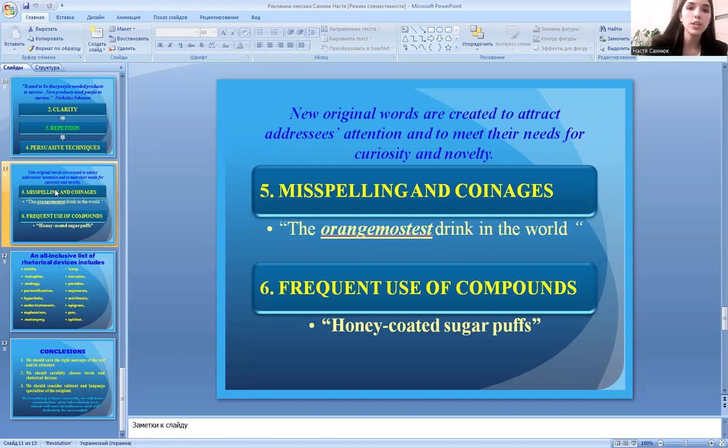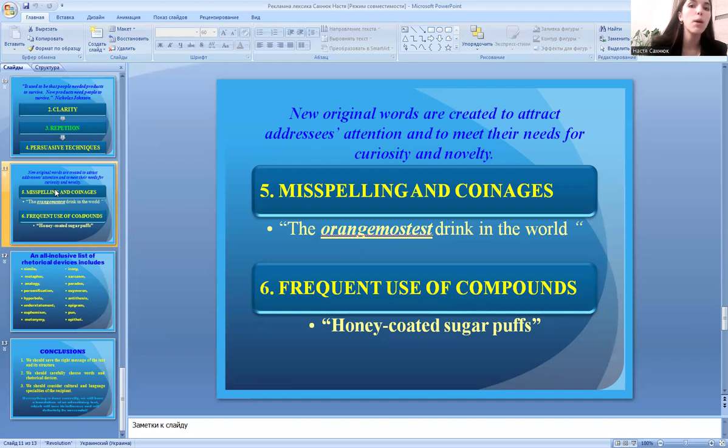Misspelling and neologisms. In some advertisements, the advertising copywriter misspells some words on purpose, or adds some suffix or prefix to some common words. New original words are created to attract addressees' attention to meet their needs for curiosity and novelty. The orange-most drink in the world.